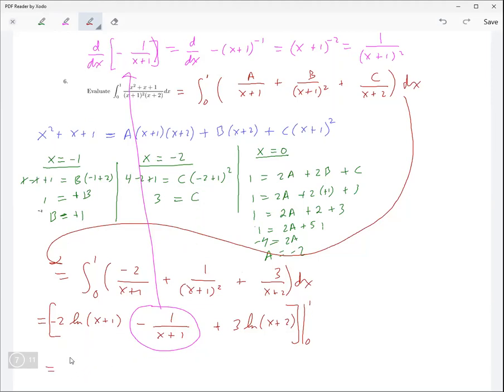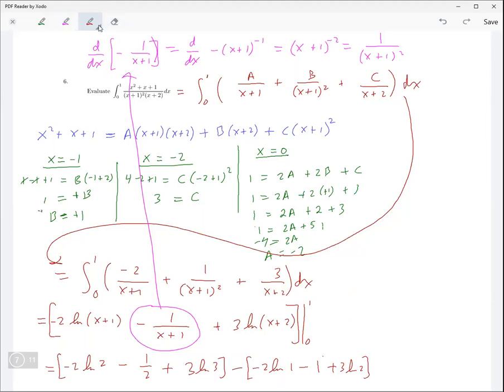First of all, you want to plug the 1s in. Plugging 1 in here gives you log 2. Here gives you minus a half. And putting 1 in here, you get 3 log 3. Subtract and plug zeros in. You have negative 2 log, and you put a 0 in here, it's log 1. And plug a 0 in here, it's 1 over 1, which is just 1. And then plug a 0 in here, you get 3 log 2.